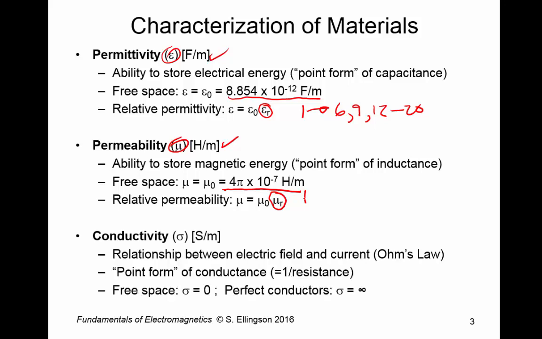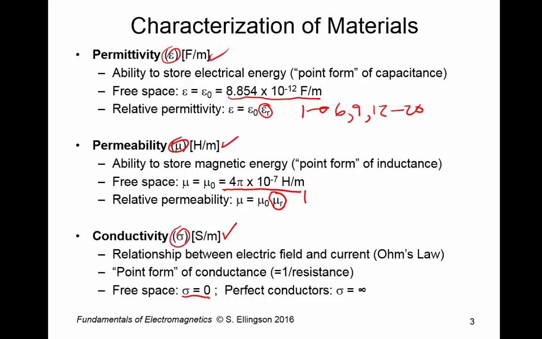Then conductivity. We give this the Greek letter sigma as a name. We give it units of Siemens per meter. That's reciprocal resistance per unit length. This is a relationship between the electric field and the current. In that sense, you can think of it as a form of Ohm's law. In fact, it is a very general expression of Ohm's law. You can think of it as the point form of conductance, or the point form of reciprocal resistance, if that is helpful. Of course, in free space, there's no free charge, so the conductivity is 0.